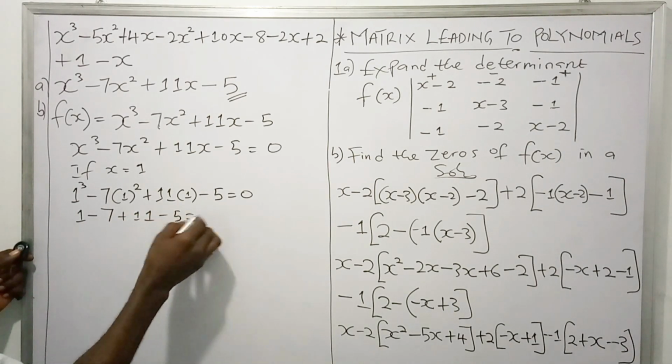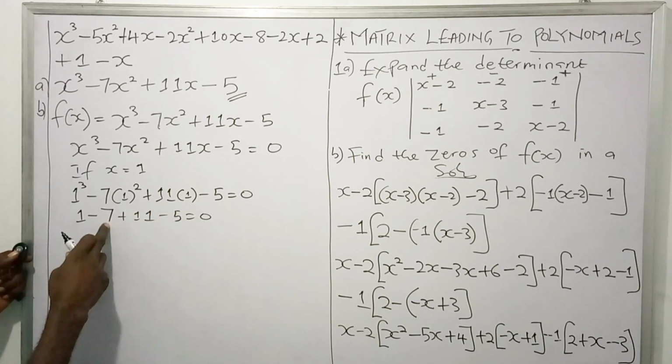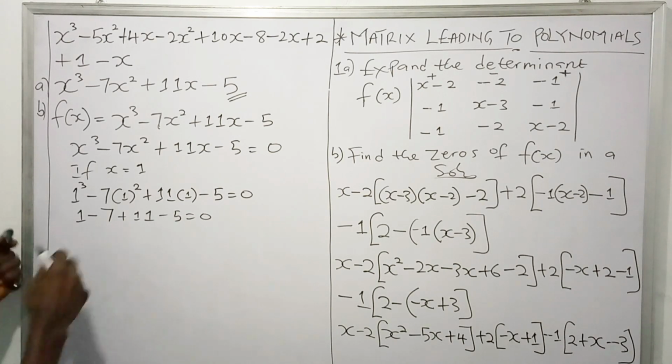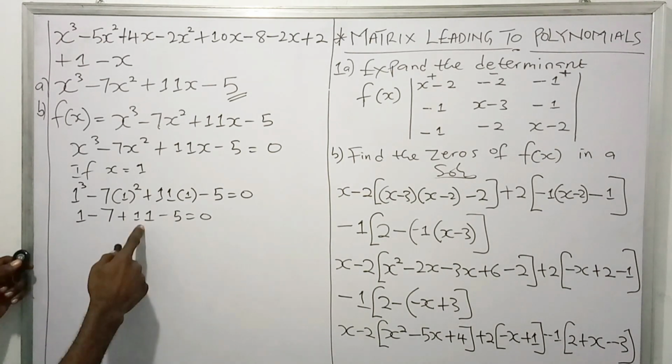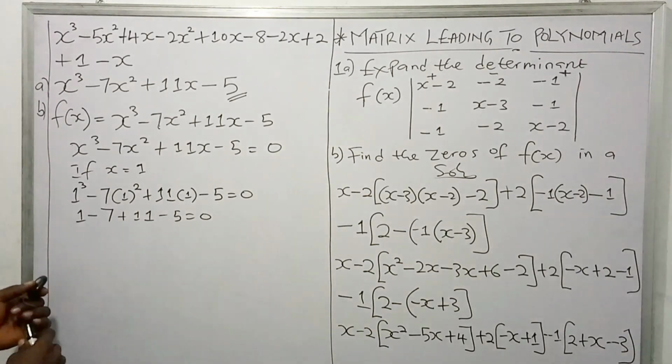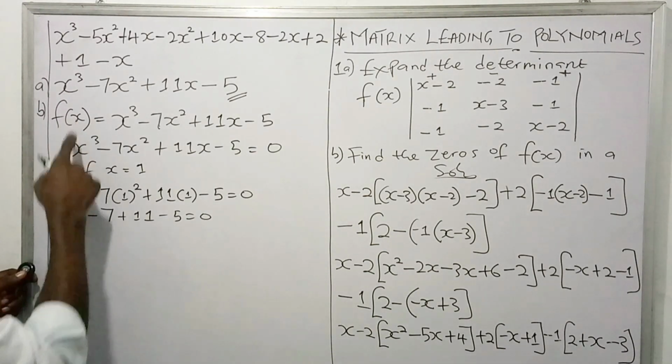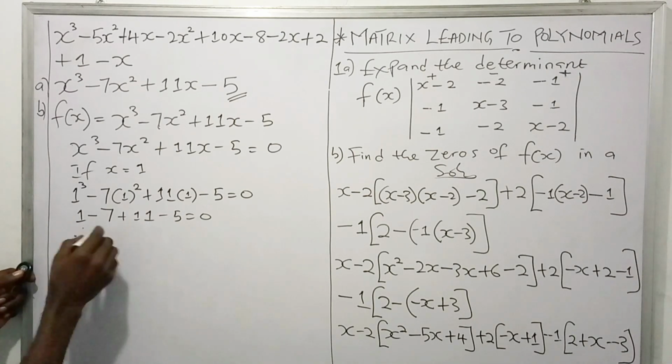That's minus 5. Now let's confirm if that's 0. 1 minus 7, that's minus 6. Minus 6 plus 11, that's positive 5. Then 5 minus 5, that's 0. So since the value of x as 1 was able to give us 0, it therefore means what?